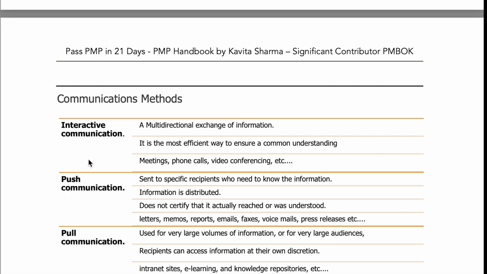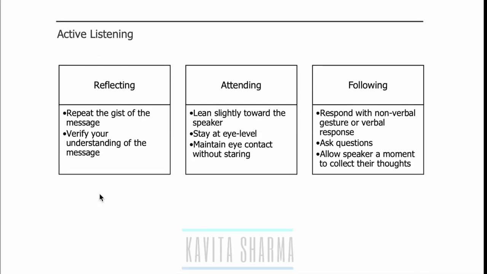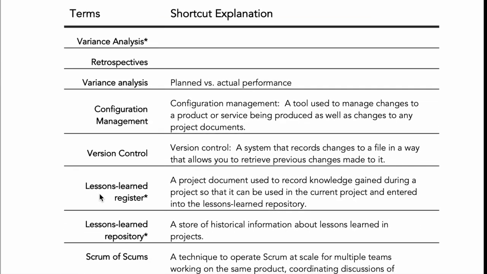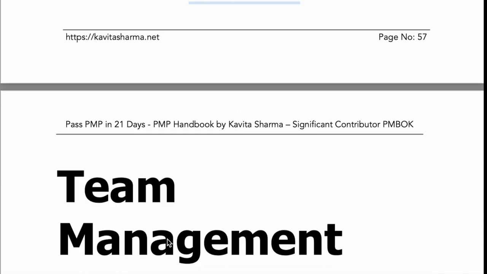Interactive. So remember that whenever there is a customer escalation, whenever your customer or your boss wants to sort out something, always select interactive communication. So whenever we talk about stakeholders, if there is a question in the PMP exam, out of all the options, if you have any option which suggests go and meet, pick up a phone and talk, select interactive communication. Just remember active listening. These are the explanations, go through that.